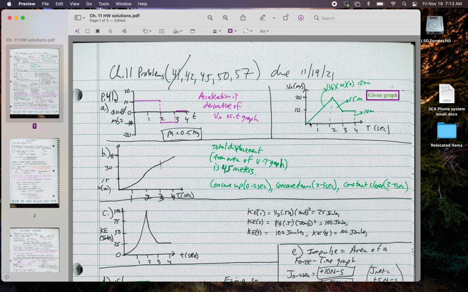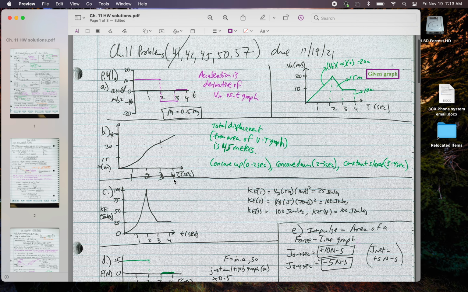So if this is our velocity graph, and it told you that the mass of the object was 0.5 kilograms, hopefully you recognize that the acceleration graph is the derivative of the velocity graph. So therefore, this has a slope of plus 10, slope of negative 10, slope of 0. Over here, if we're looking at the total displacement, I'm going to look at the area, which is the integral of this graph, cumulatively. So although we have a negative acceleration here, we still have a positive velocity. So therefore, the slope is always going up.